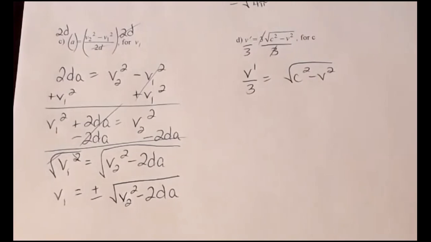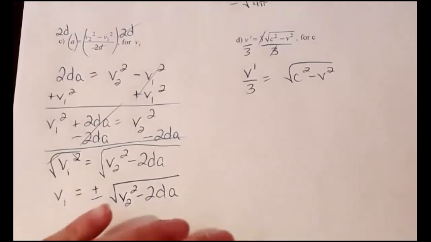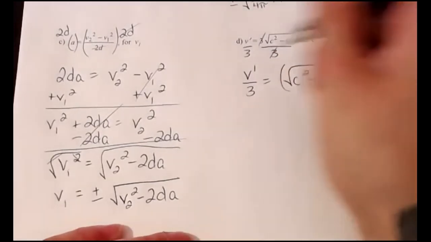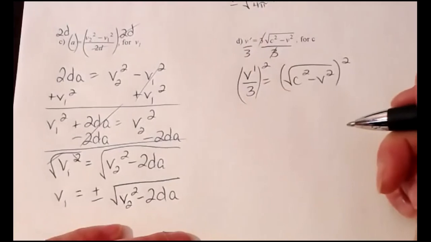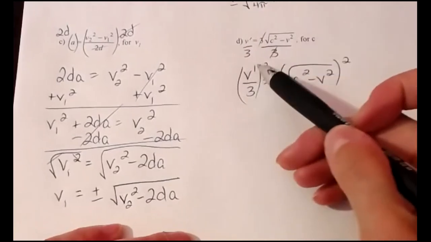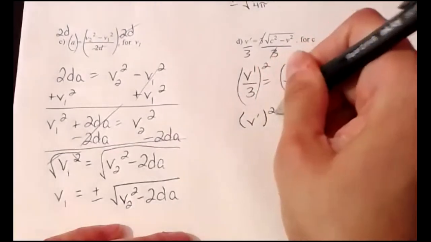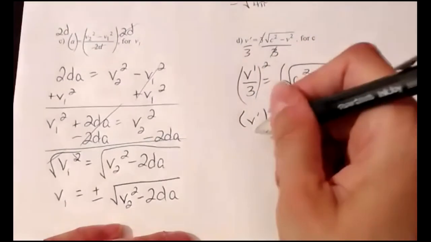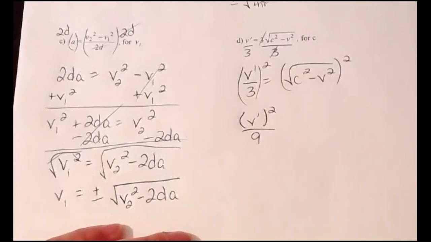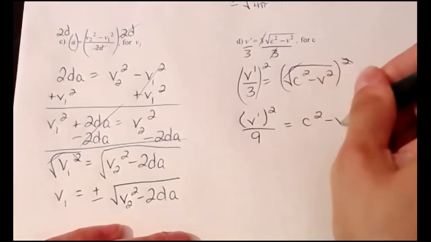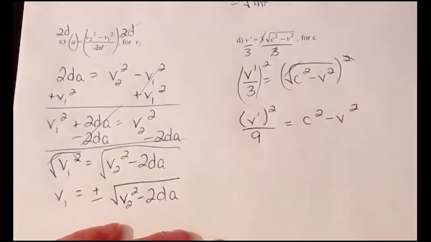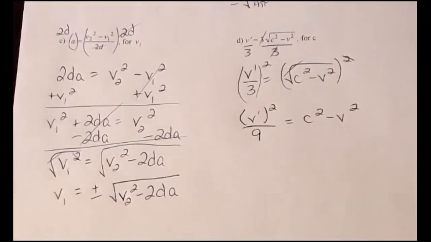Well, I want to get rid of the square root so that I can open up everything that's underneath. What's the opposite of square root? Square. So I'm going to square both sides. This is going to give me v prime squared, so that it's not confusing, I'm going to write v prime squared over 3 squared, which is 9. The square root and the square cancel each other out. Now everything's revealed. You have c squared minus v squared.